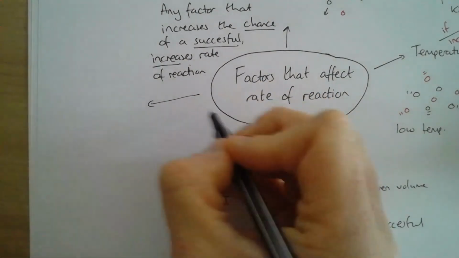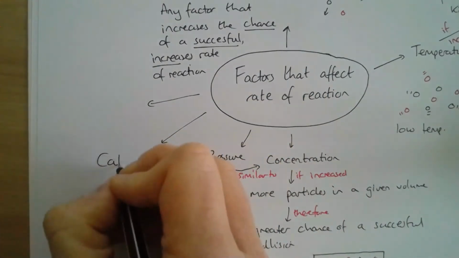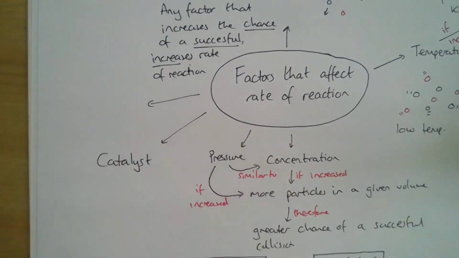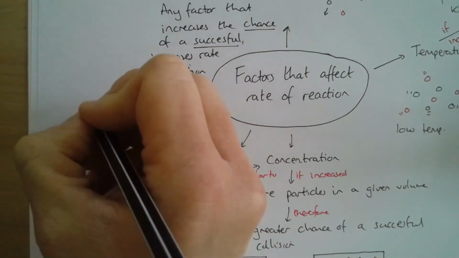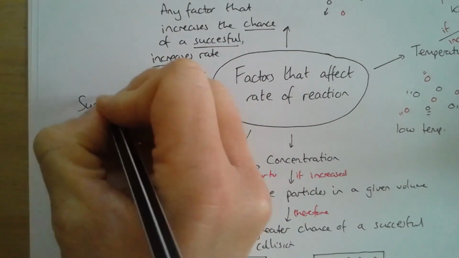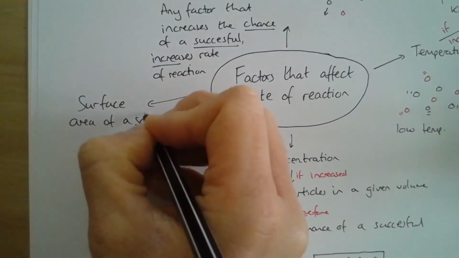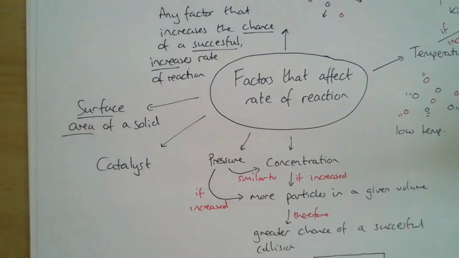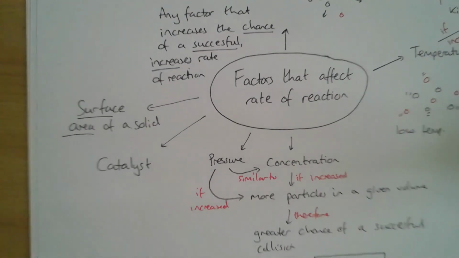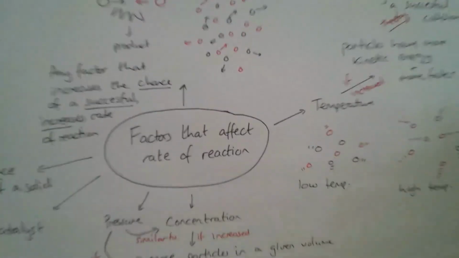The other two factors are catalyst and surface area of a solid. These have separate lessons in themselves later in the course, and I don't want to add them to this mind map at the moment because it would add a level of confusion which I don't want to go into at the moment. So let's just review what we've had a look at.